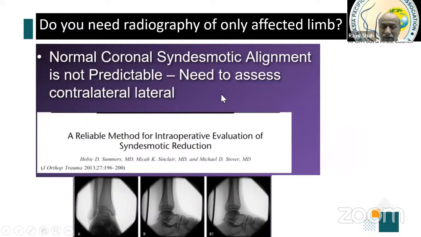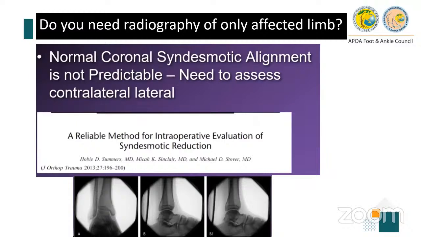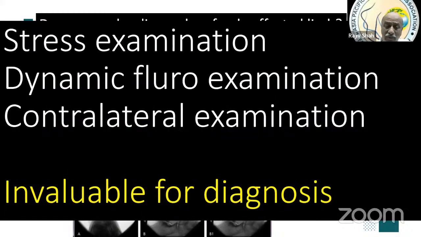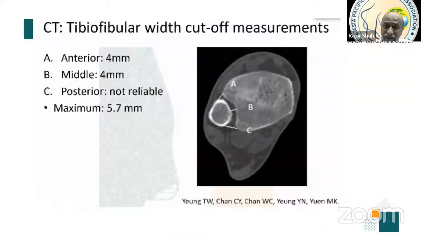So this is why I drape both the limbs and I put in the lateral view of the opposite side on view box, because a normal radiography is very important to diagnose syndesmotic problem. So stress examination, contralateral examination and dynamic fluoro examinations are invariable for pre-operative syndesmotic injury diagnosis.